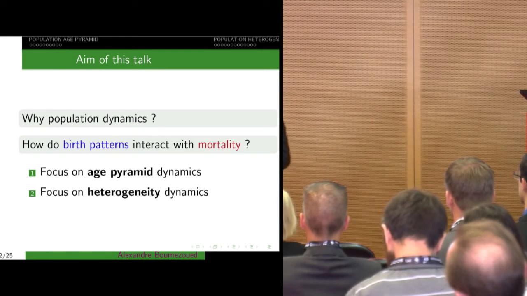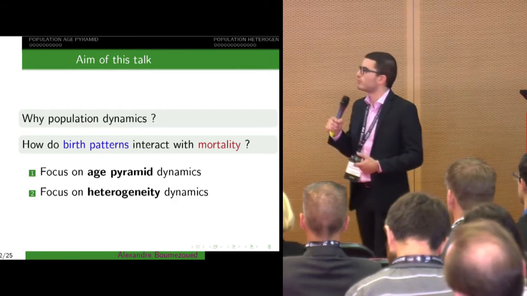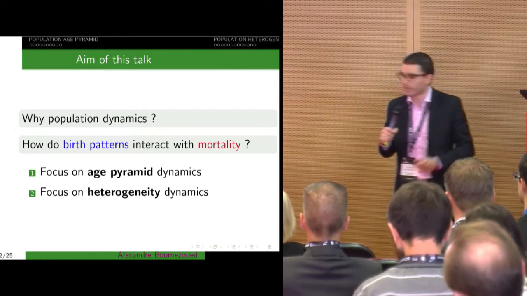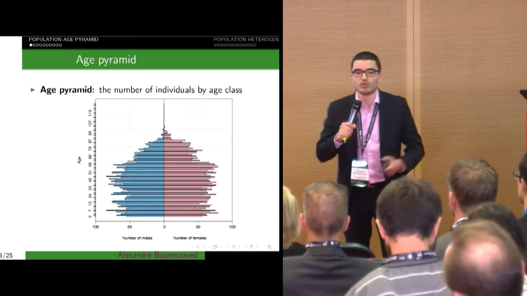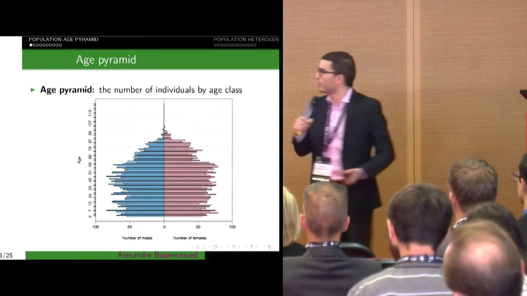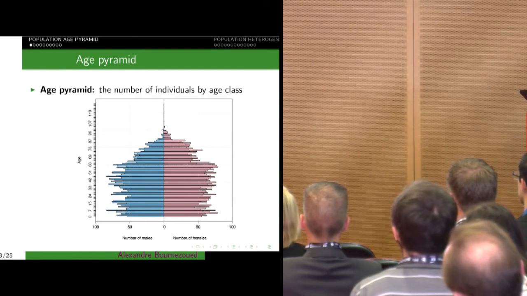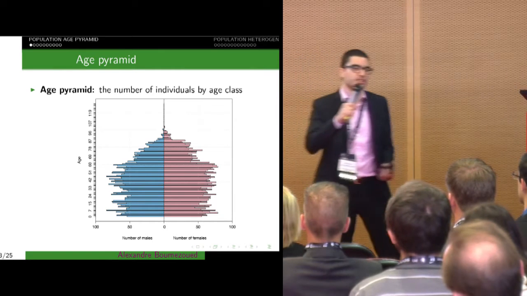We will go through these two questions in two steps. In a first step, we will focus on the age pyramid. And as a second step, we'll focus on heterogeneity. Okay, so let's begin with the age pyramid. You know what an age pyramid is. Here you have males, here you have females, and then you count the number of people per age class.